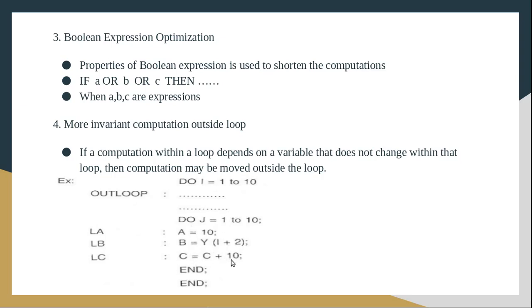Then C equal to C plus 10. C equal to C plus 10 means what? For each execution C will be changing, right? So this particular statement we cannot take outside. It has to be in the inner loop.